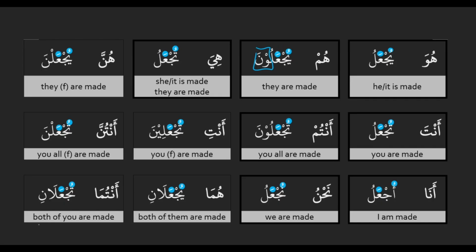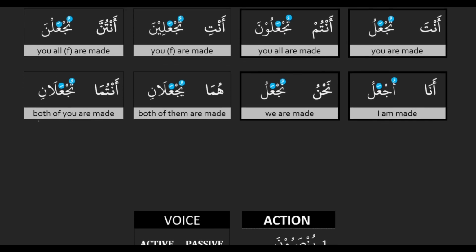So past passive was u-e. Present passive is u-a. Is that clear? Once you've done it once, it's kind of easy to learn the rest. Ready to practice them?